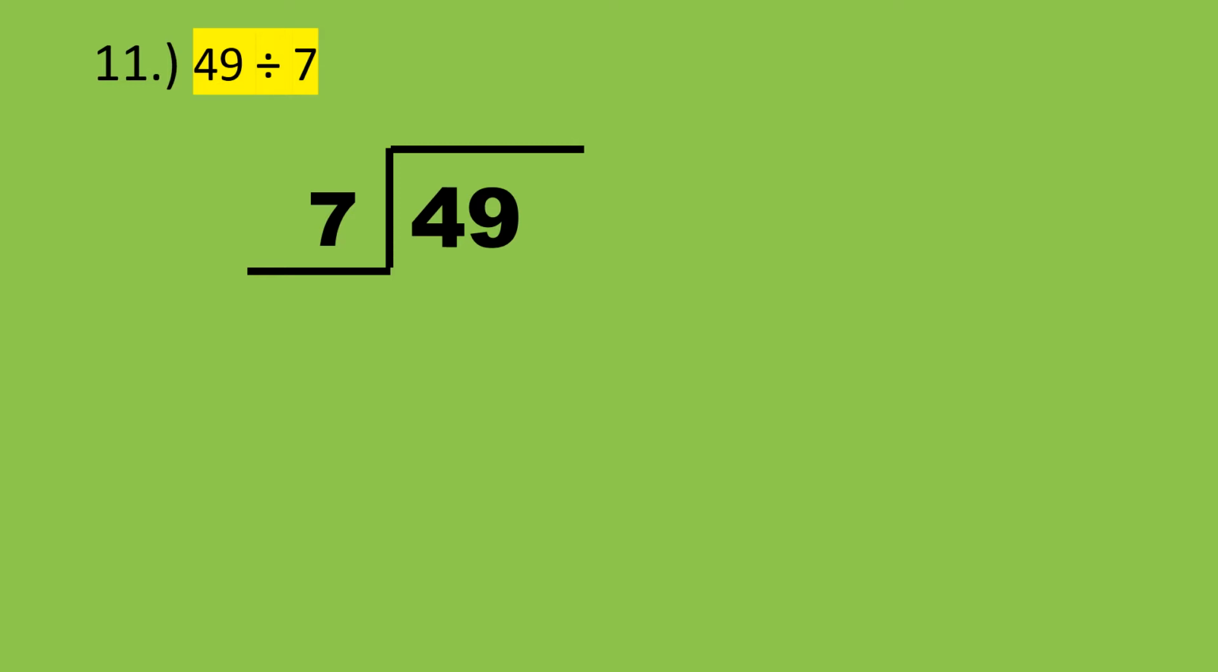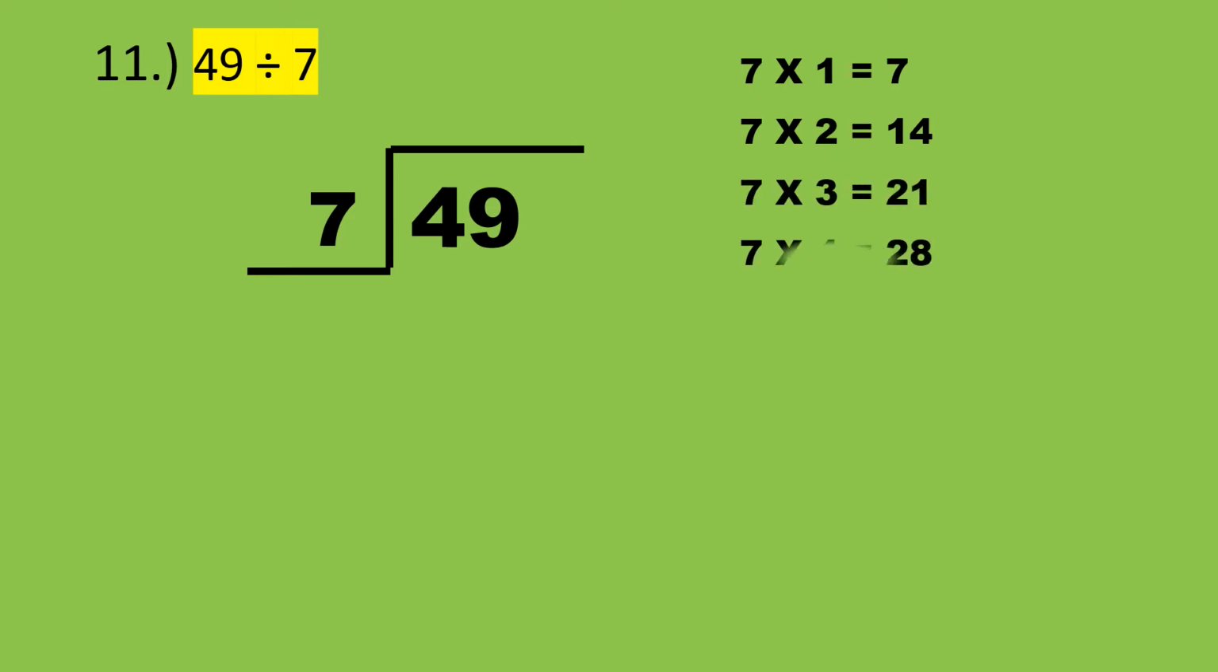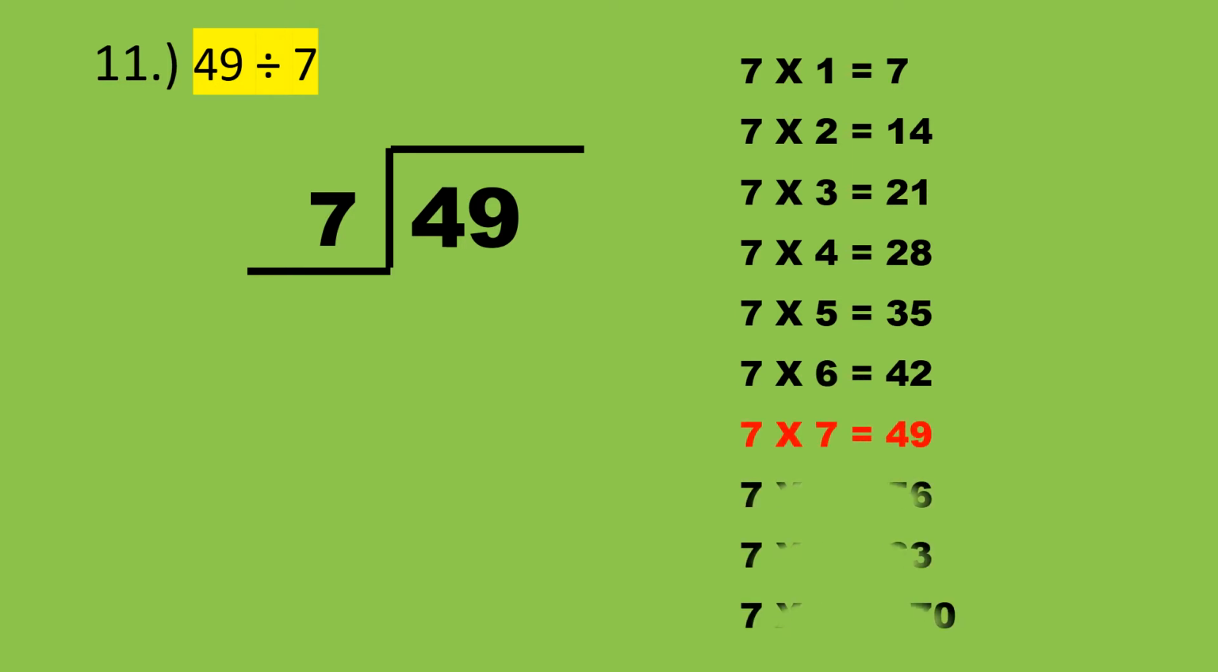Okay. Now children, which table we have to say? Table of 7. So let's begin. You can repeat after me. 7 ones are 7. 7 twos are 14. 7 threes are 21. 7 fours are 28. 7 fives are 35. 7 sixes are 42. 7 sevens are 49. So children, we have to say the table of 7 till 49.